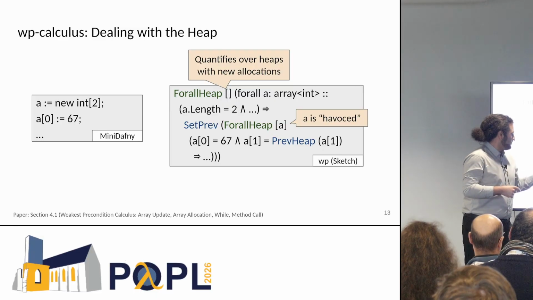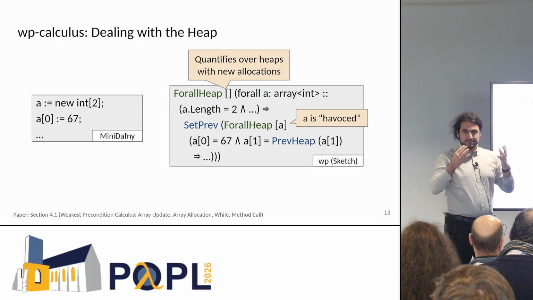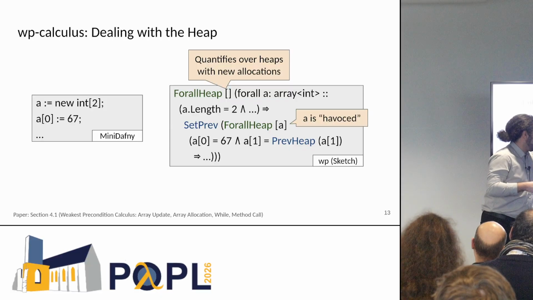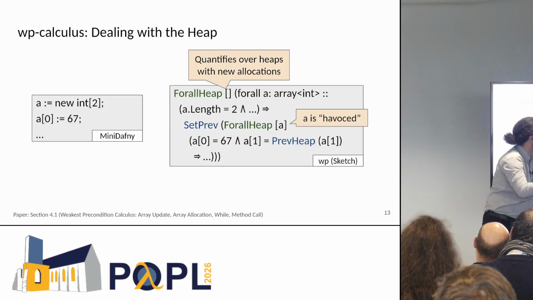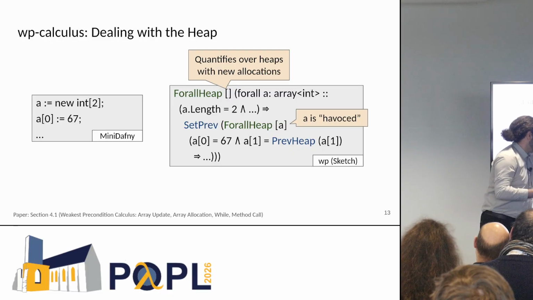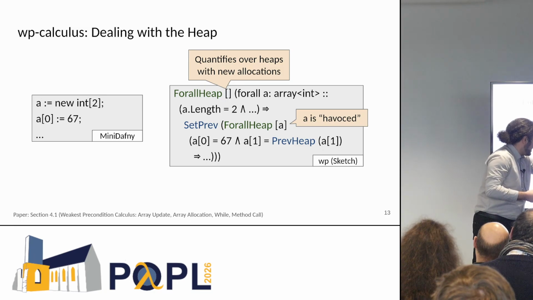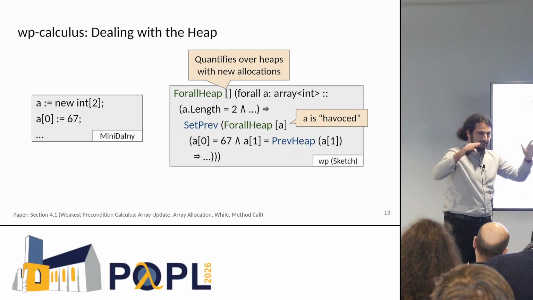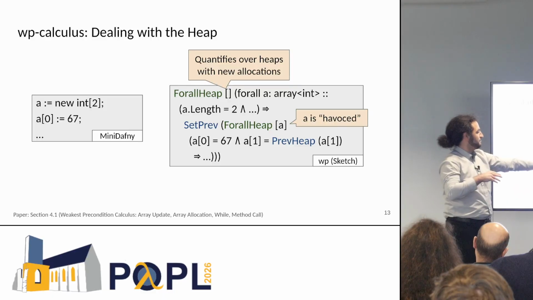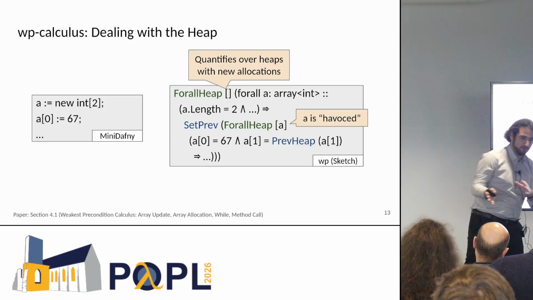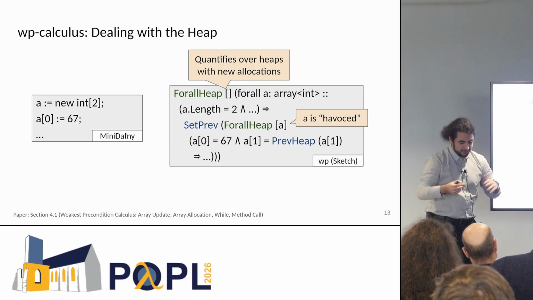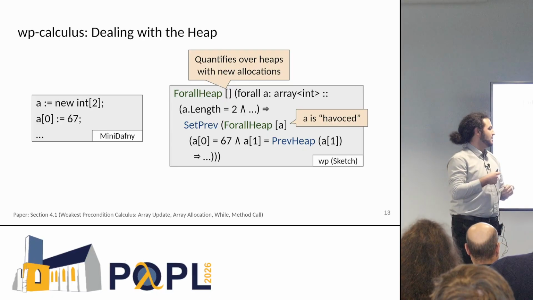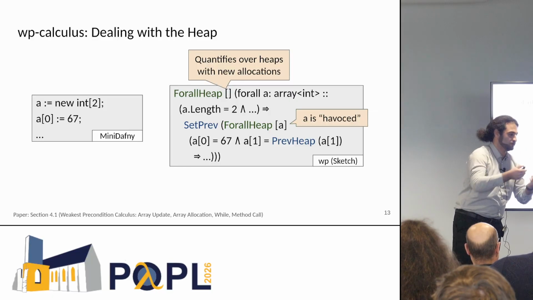And then for the update, what we have is the setpref. What setpref does is essentially remember the current heap. Then you again havoc it. So you quantify over all heaps, forgetting the contents of A. You update the first element of the array to 67. But since you only updated the first element, you need to maintain that the rest of the array is unchanged. That's why we set the heap before, because now we can use pref heap to refer to the previous values. So the key point here is we quantify over arrays, we quantify over heaps, we havoc some locations, and then we can set heaps to remember them and refer to them using pref.